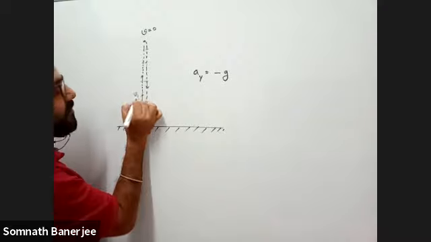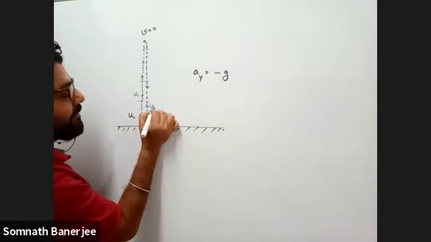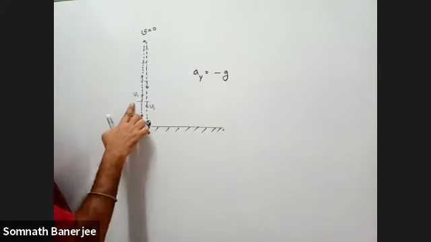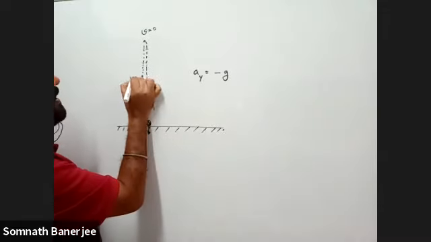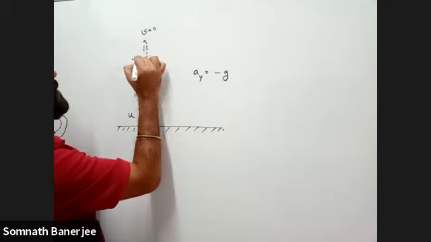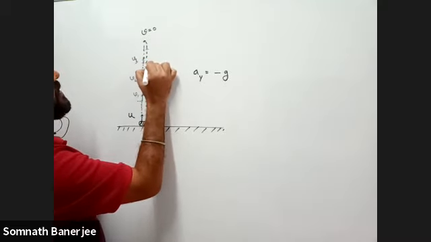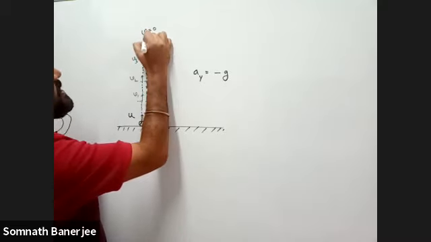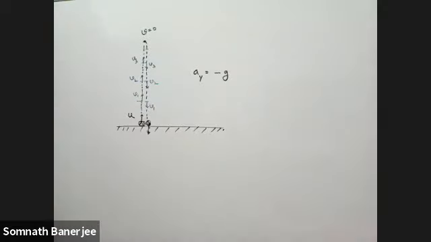Let this one be V1. So the magnitude is the same, V1, but the direction is, this one is up, this one is down. Here let it be V2, V2, V1, V3, V3, and at the highest point it is V0.